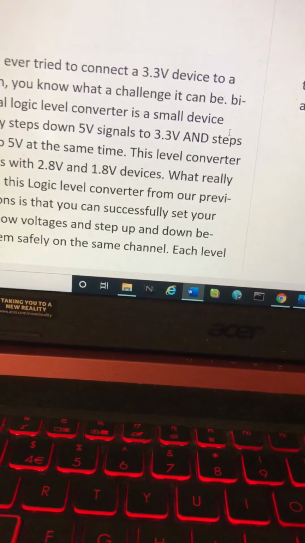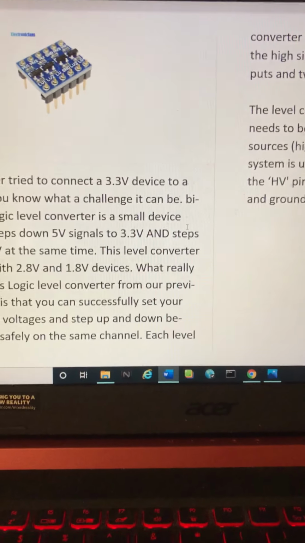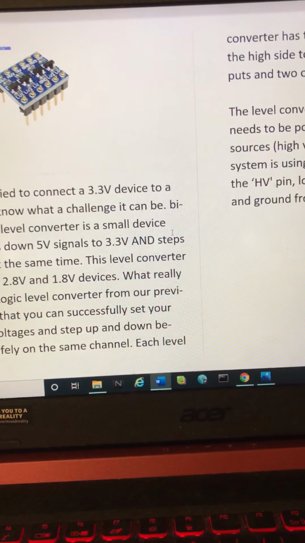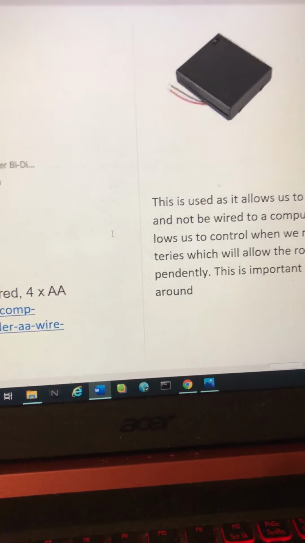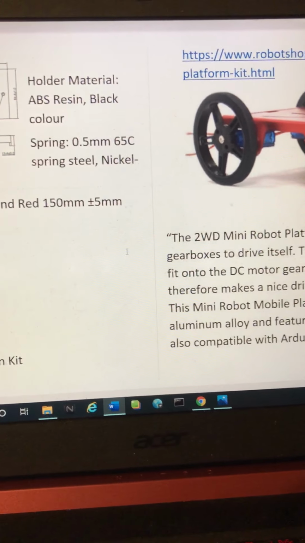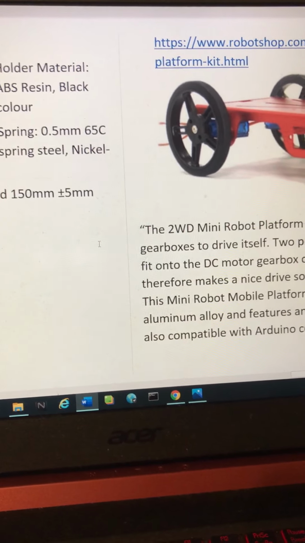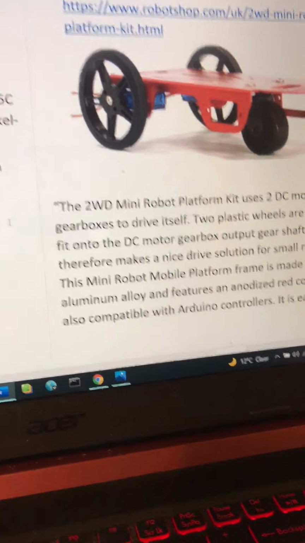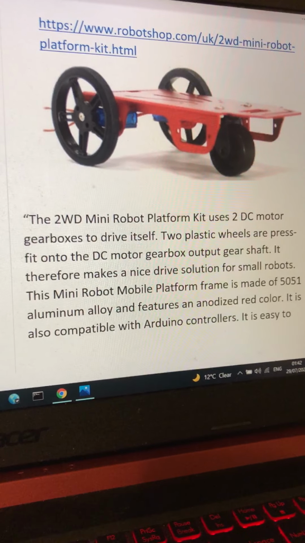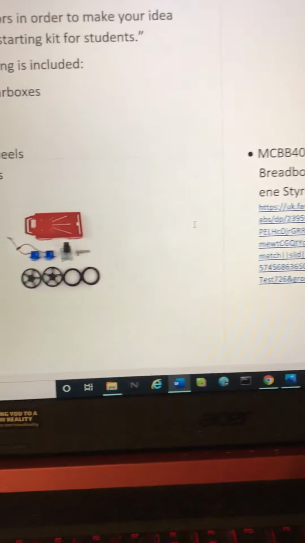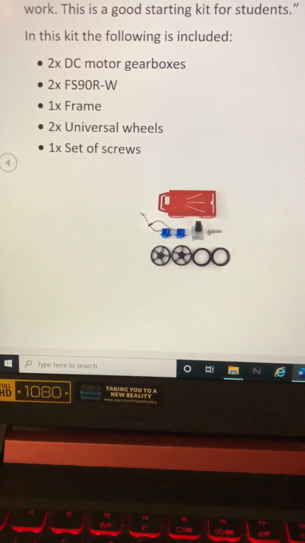That's what I thought was causing problems, because I thought there was something wrong with it, or it was broken. Battery box, that works fine. And yeah, so this was all in the set which was given out by the university, and basically this was everything which was in it.